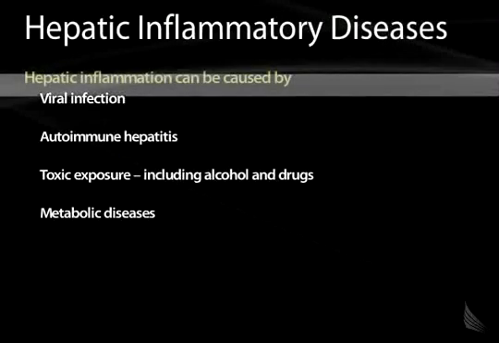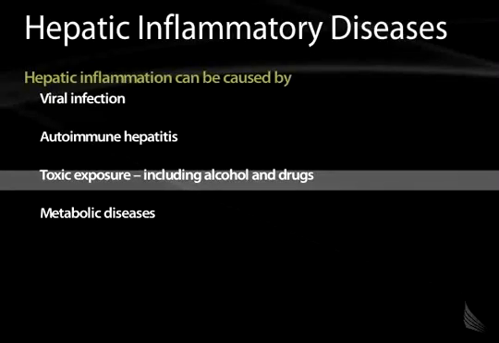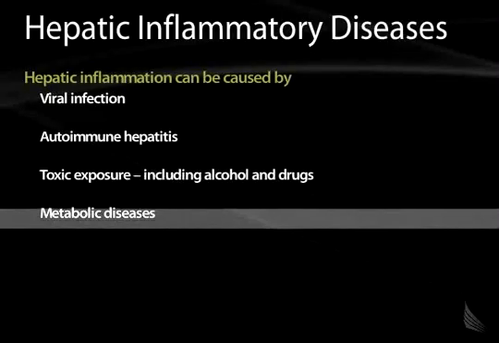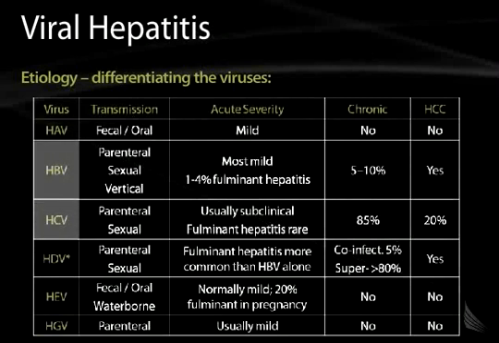Hepatic inflammation can be caused by viral infection, autoimmune hepatitis, toxic exposure, including alcohol and drugs, or metabolic causes. This is a good summary slide showing all the viral hepatitises. Notice at the top you have hepatitis A and hepatitis E at the bottom. These are usually mild, benign hepatitises, and these are self-limited. These do not cause chronic hepatitis.